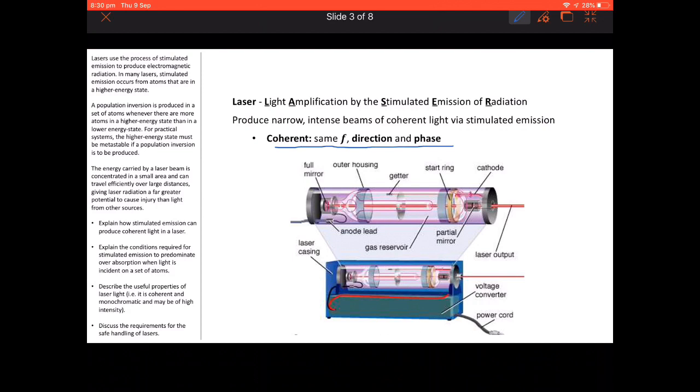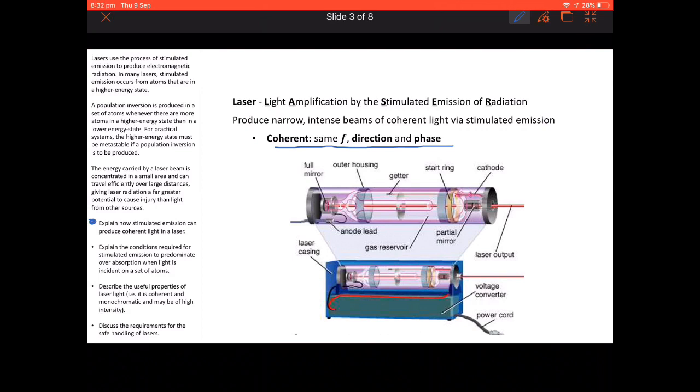On your next slide, you've got a table with a bunch of different features and the function of each feature. I'm going to keep the slide in this video on this diagram, and I'm going to talk about those features, and you can just refer to that table. These features and their function will correspond with explaining how stimulated emission can produce coherent light in a laser.